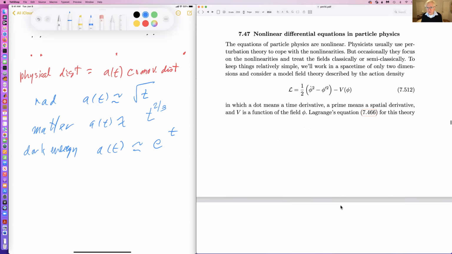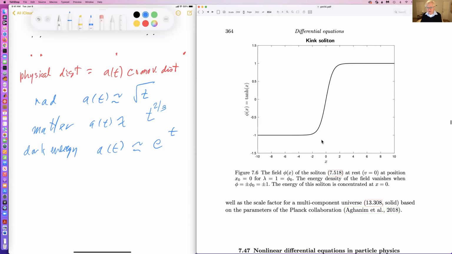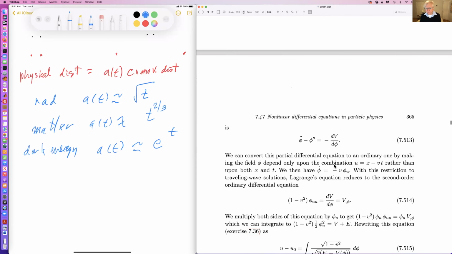In the figure, I don't know where the figure is. Oh, there's the figure. And so this is called the kink soliton. And it goes from -1 for negative x, and then it zips up to +1 for positive x. And now the kinetic energy density is essentially 0 once x is, say, greater than 4 or less than -4. All the kinetic energy, everything that happens is when x is close to 0.